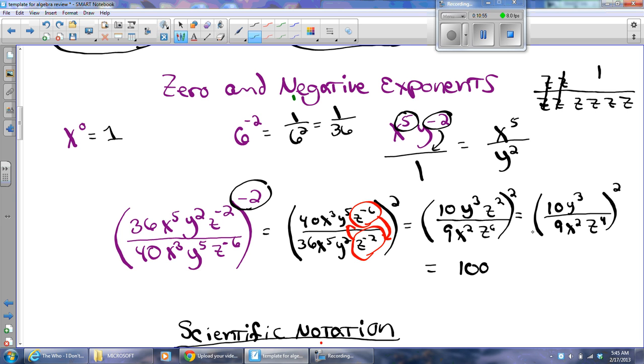Y to the 3rd squared will be a y to the 6th. In the denominator, I'll get an 81, an x to the 4th, and a z to the 8th. And it's actually a pretty simple problem. Lots of little baby steps, but nothing difficult.